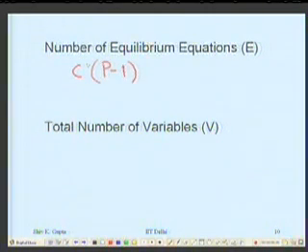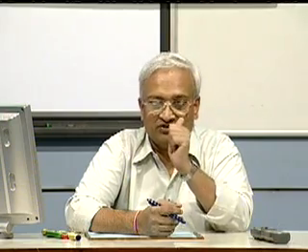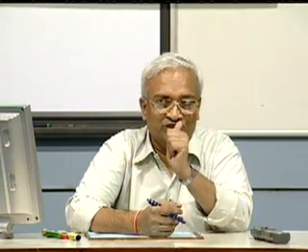Mu i in phase 1 is equal to mu i in phase 2 is equal to mu i in phase 3 is equal to mu i in phase 4, and so on. Is that clear? If there are two phases only, mu i in phase 1 is equal to mu i in phase 2, how many equations do you have? 1. If there are three phases, mu i in 1 is equal to mu i in 2, mu i in 1 is equal to mu i in 3, mu i in 2 is equal to mu i in 3. How many equations? Only 2. There are only 2 independent equations. The third one is not independent.